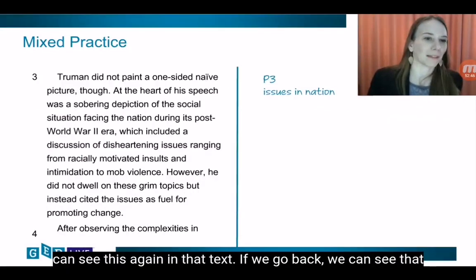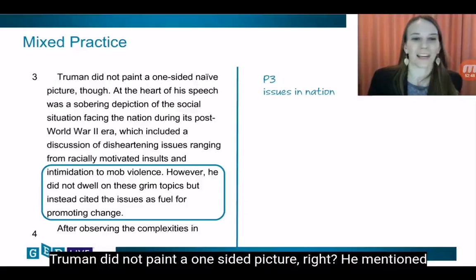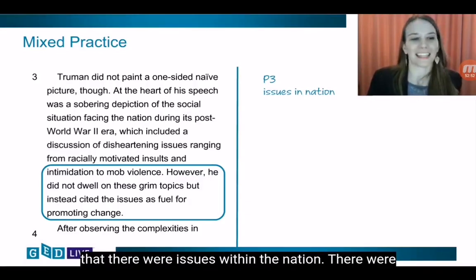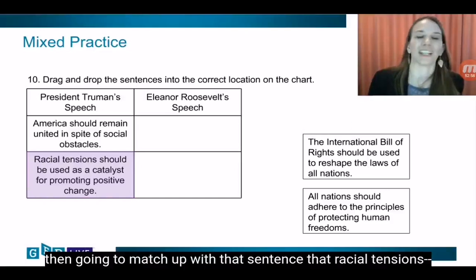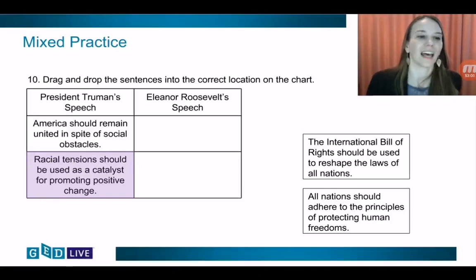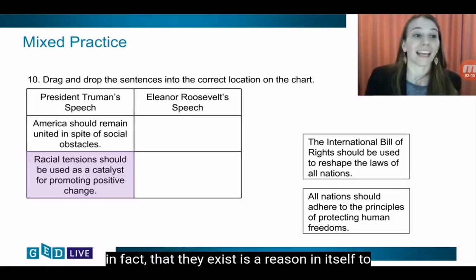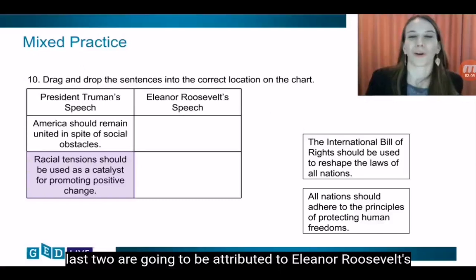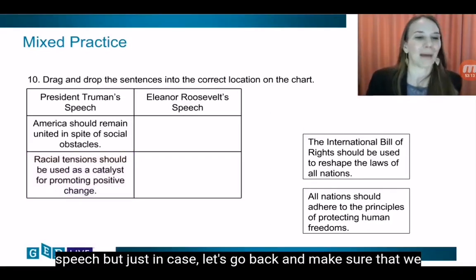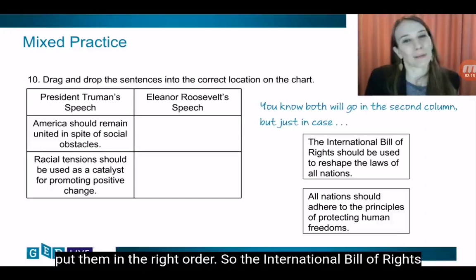If we go back, we can see that Truman did not paint a one-sided picture, right? He mentioned that there were issues within the nation. There were some racially motivated problems, and this is then going to match up with that sentence that racial tensions, in fact, that they exist, is a reason in itself to promote this positive change. Now, at this point, you know that these last two are going to be attributed to Eleanor Roosevelt's speech, but just in case, let's go back and make sure that we put them in the right order.